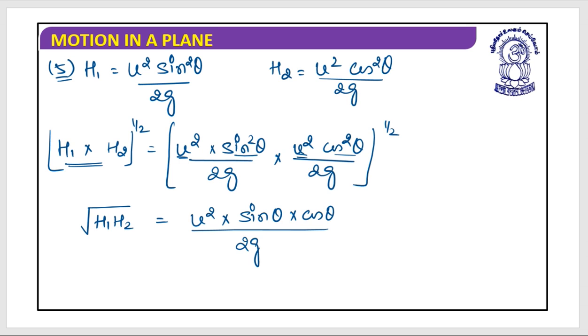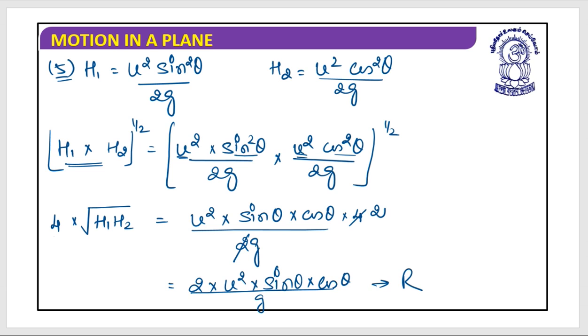So now let's do one more thing. Let's multiply this with 4. If it has been multiplied here, I need to multiply it here too. So whatever I'm left with is 2 into u square multiplied by sine theta multiplied by cos theta divided by g, which is R, the range, and it can be written as 4 root of h1 into h2. This range R is equal to 4 under root of h1 h2. Please remember this.